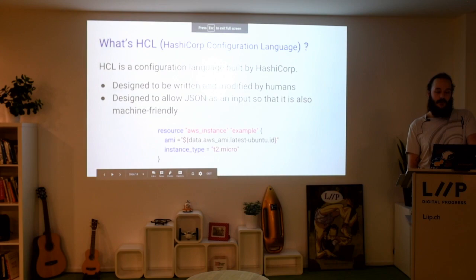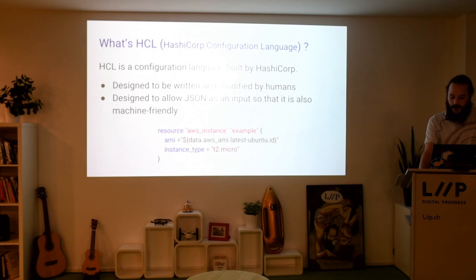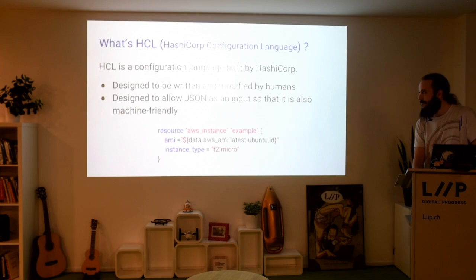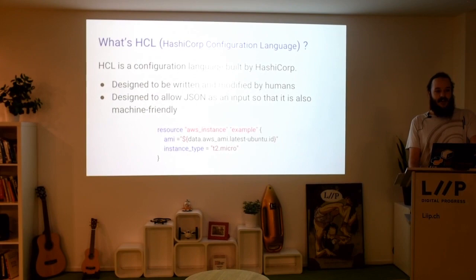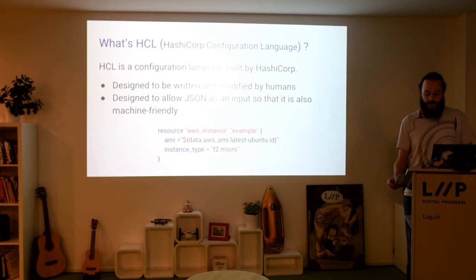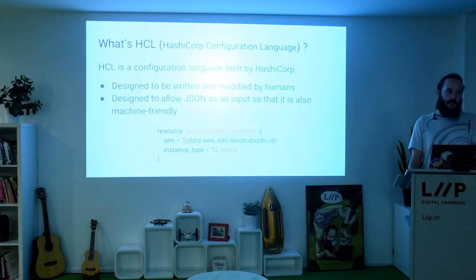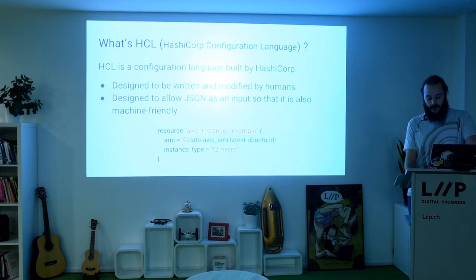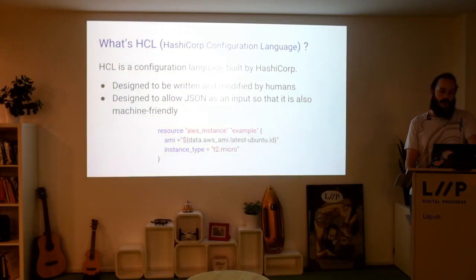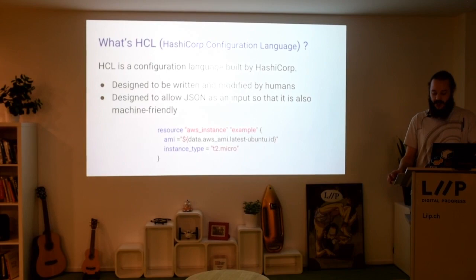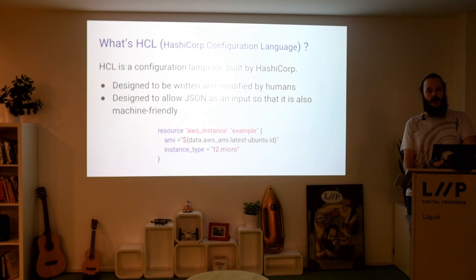All right, first of all, we'll talk about what HCL is, because it's not something that you see everywhere. Basically, the only people using HCL is HashiCorp. It's in the name. It's a configuration language, so you can see it as YAML, JSON, XML, whatever. In their own words, not mine, it's designed to be written and modified by humans. I'll let you be the judge of that. And it's designed to allow JSON as an input so that it's also machine friendly. HCL has backward compatibility with JSON, JavaScript Object Notation. So it's easy to interface HCL with many other tools or convert existing configurations written in JSON to HCL. If you've ever written Nginx configuration files, for example, it looks a lot similar.